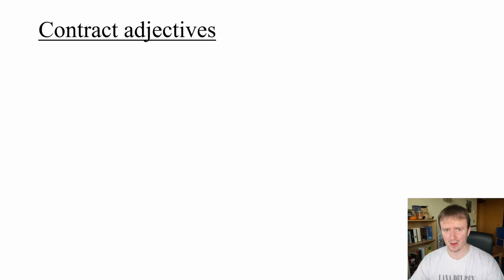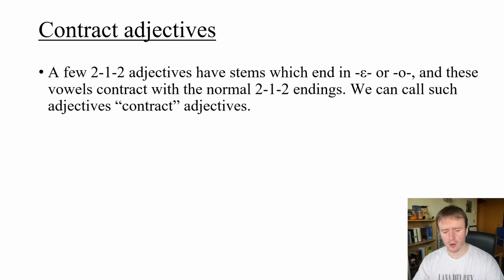Okay, let's now talk about contract adjectives. As you know what contract verbs are, you may already be able to guess what contract adjectives are. Let me begin by saying that a few 2-1-2 adjectives have stems which end in epsilon or omicron, and these vowels contract with the normal 2-1-2 endings. We can call such adjectives contract adjectives. These aren't as common as contract verbs are. There are essentially a handful of them, a small group of them in Greek. They're not that common, but we need to know that they exist, okay?